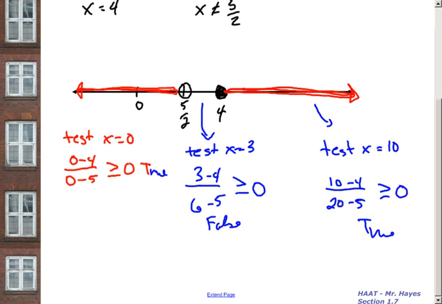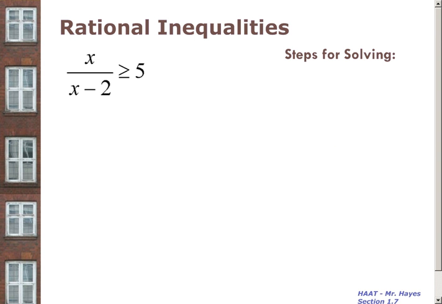In terms of interval notation, 5 halves is not part of the solution, so it's going to go here, and that's going to go down to negative infinity. Then, union, 4 is included, so I'm going to put a hard bracket there, and that's going to go up to positive infinity. That would be your answer. If they ask you to graph, obviously graph. If they don't ask you to graph, you don't have to worry about it.